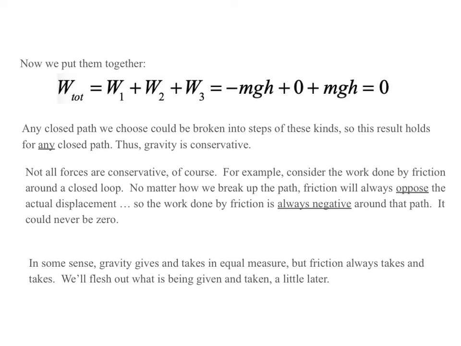Now I just string them together. Total work is the work done in path 1 plus the work done in path 2 plus the work done in path 3. Minus mgh plus 0 plus mgh. It's 0. And any closed path we had taken would be broken into steps like this. It's got to be either vertical or horizontal or a combination of them. So this result holds for any closed path we take at all.